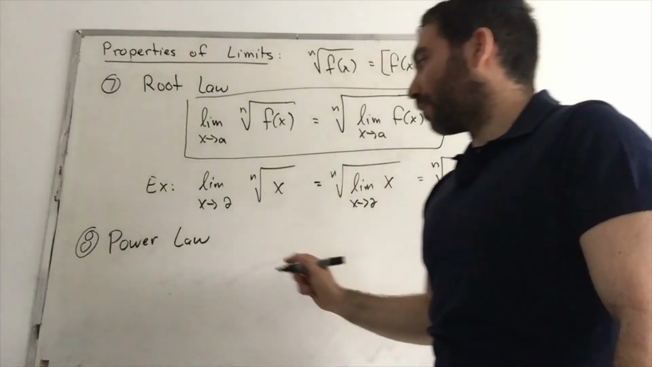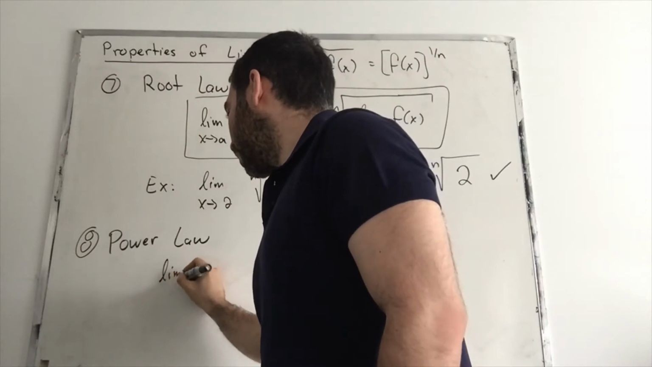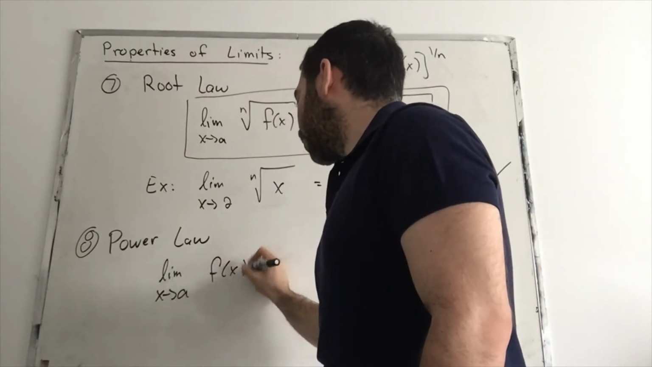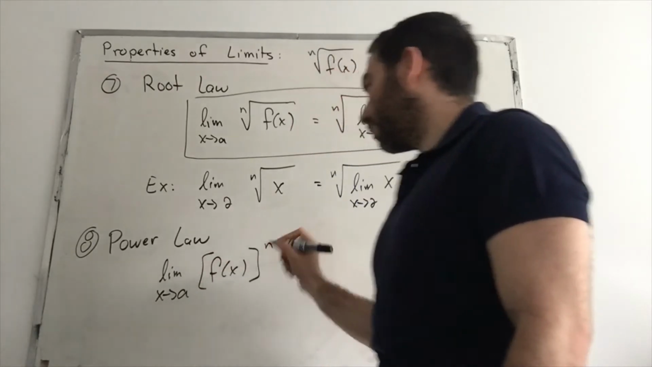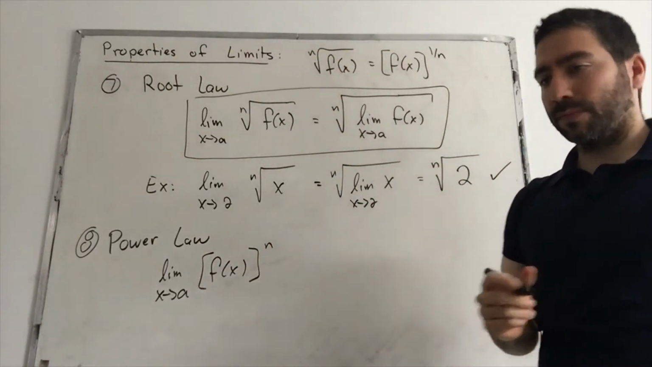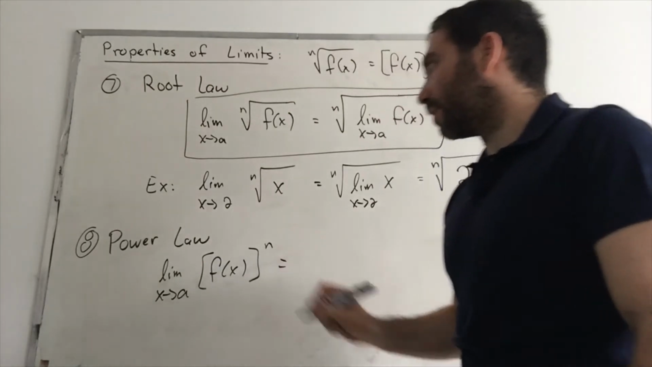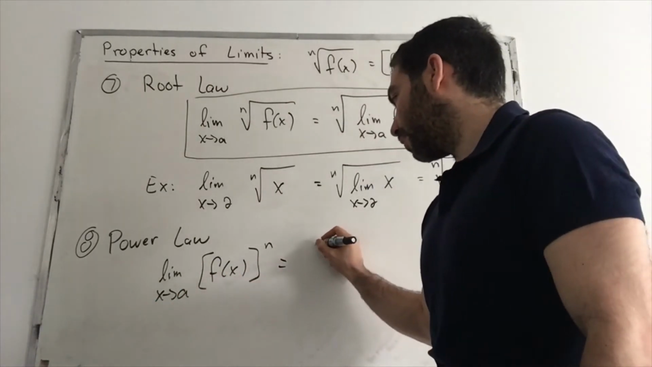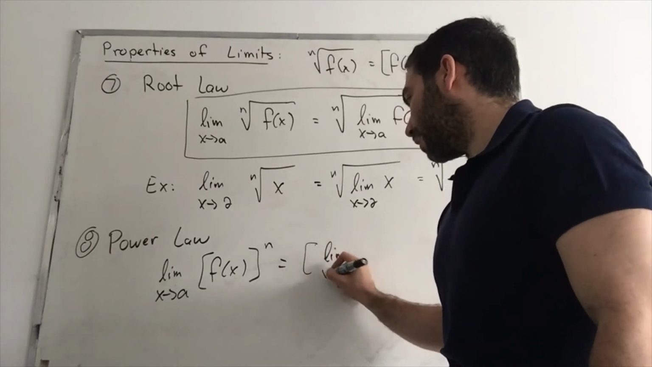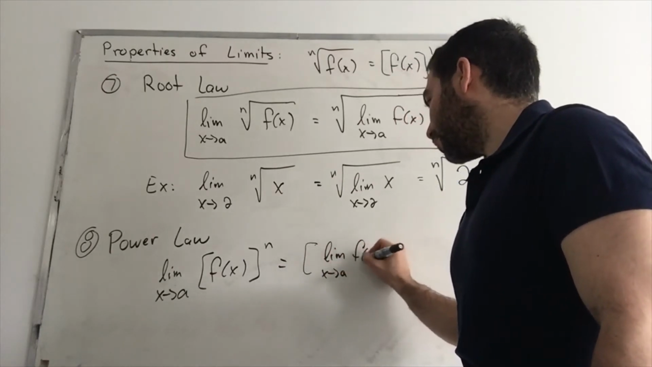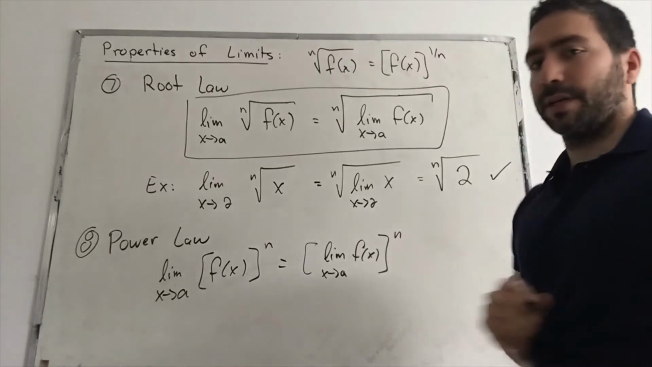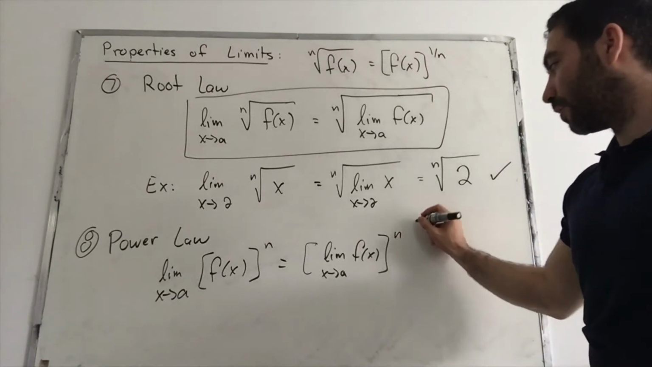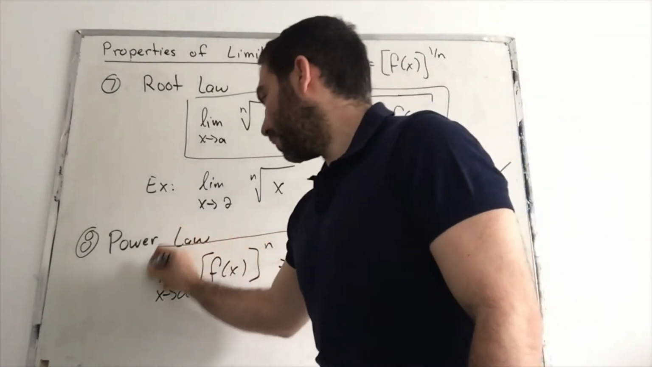We're jumping into the power. So we're going to have the limit as x approaches a of f of x, some function, all that to the n. And what the power law says is that we could jump inside the exponent, giving us the limit as x approaches a of function f of x, all that to the n. Okay. So this is our property.